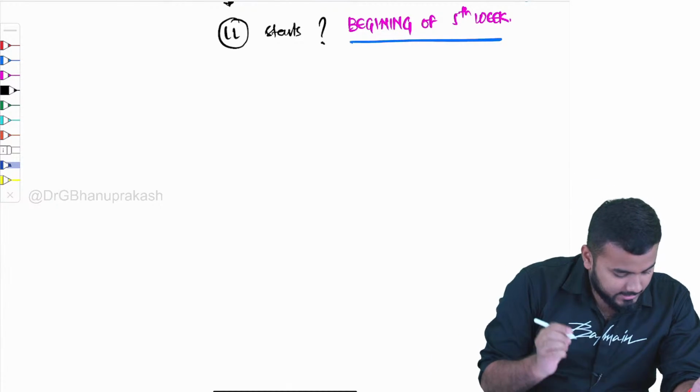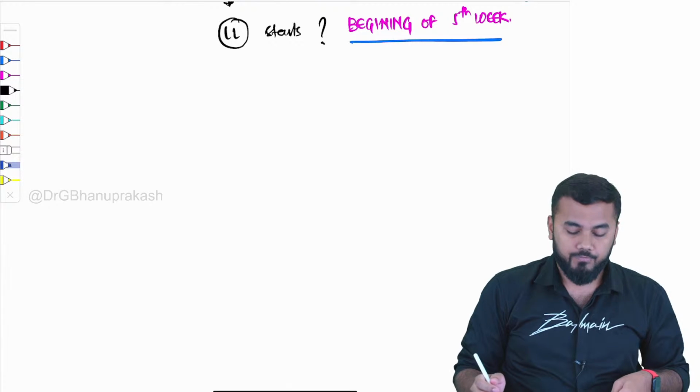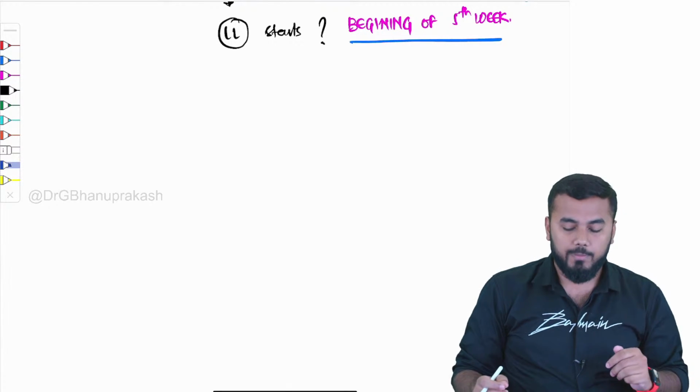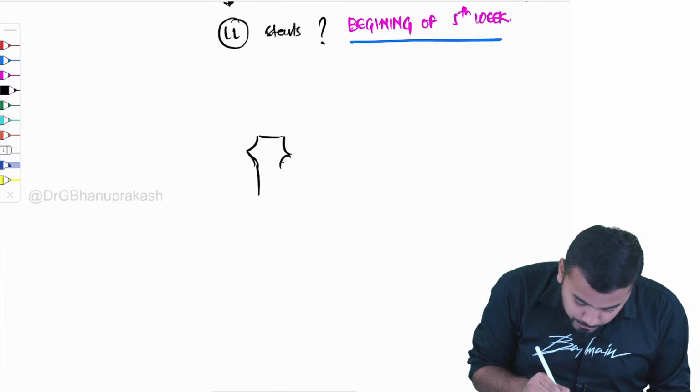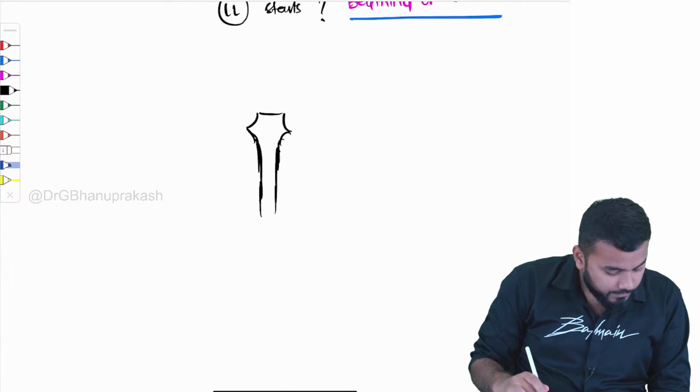So let us start now. In the upper limb, what are the things you basically see, guys? See, this part is called the breastbone. What do you call it?